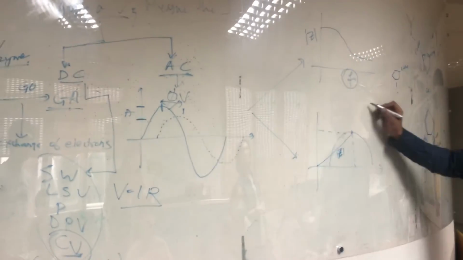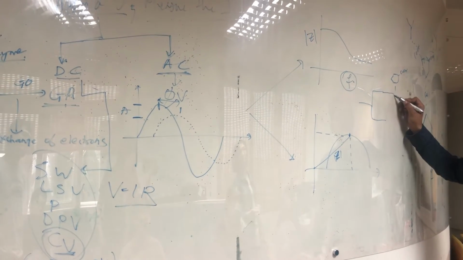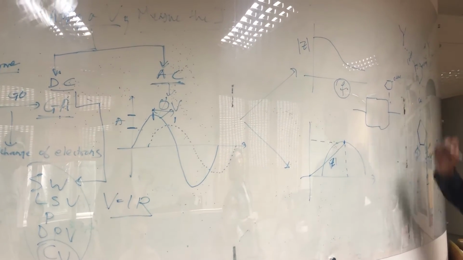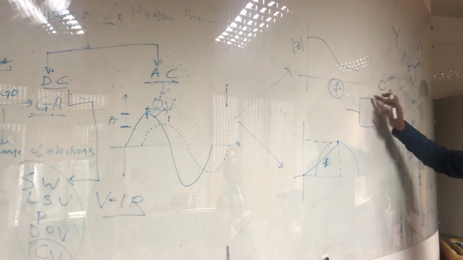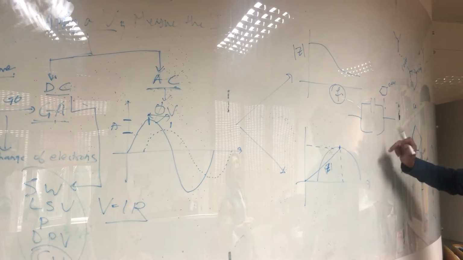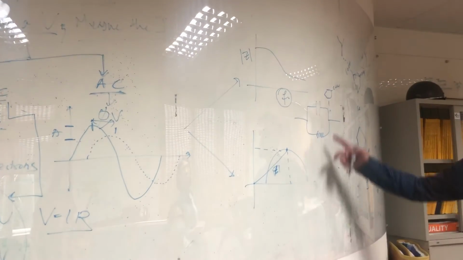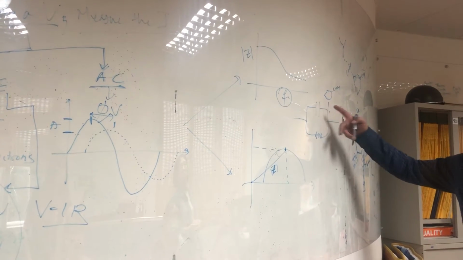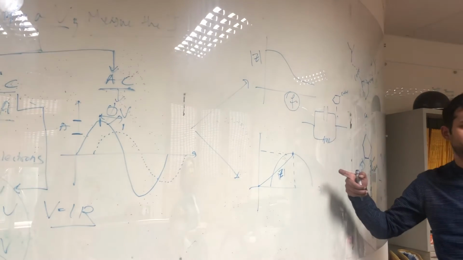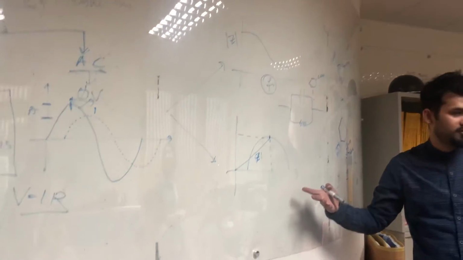Let's say the current can flow through 2 paths. On top is a capacitor and on the bottom is a resistor. They're 2 different things. What is a capacitor? Something that stores charge. Very simple.